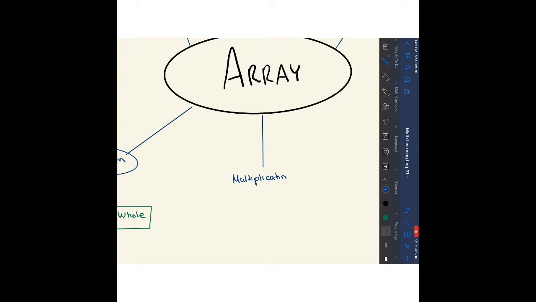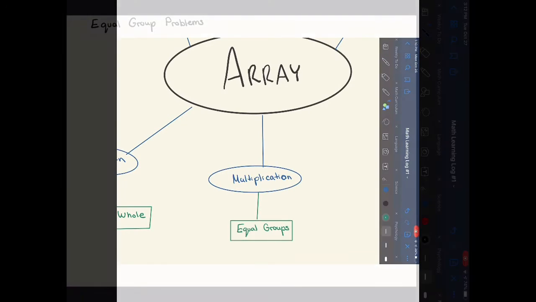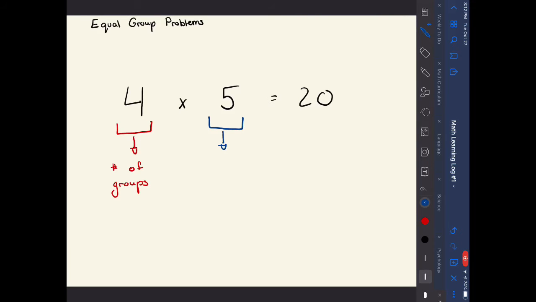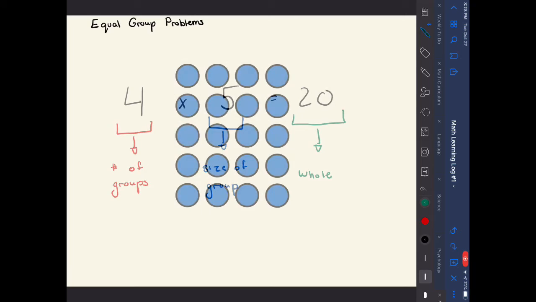Another way arrays are used are in multiplication, and this involves equal group problems. Let's start with the example of 4 times 5, which equals 20. In reference to the textbook, this number counts how many groups are involved in the equation. The other number states the size of the group. And finally, there's the whole product, which is the total of different parts or groups.